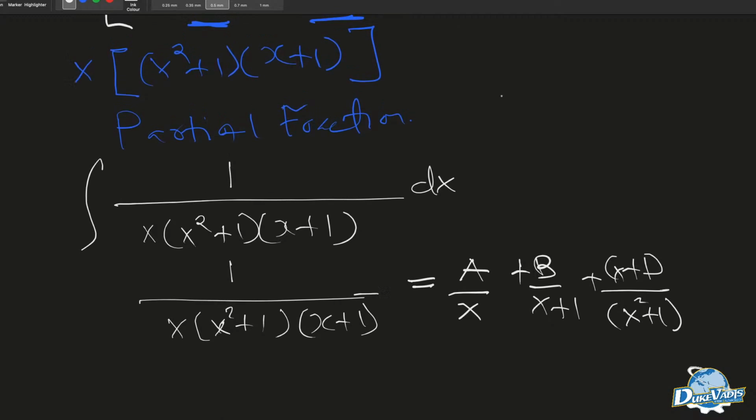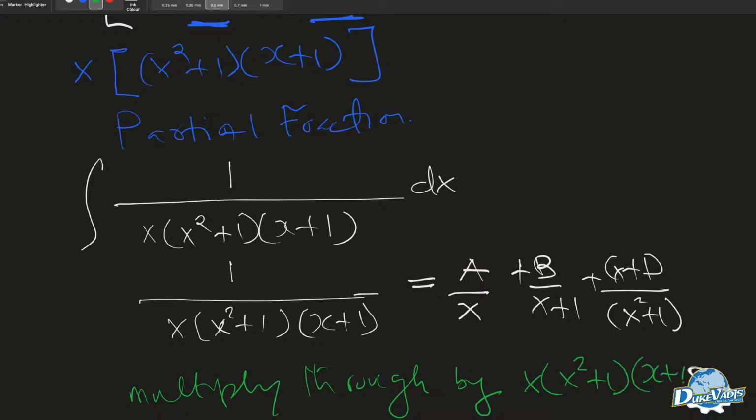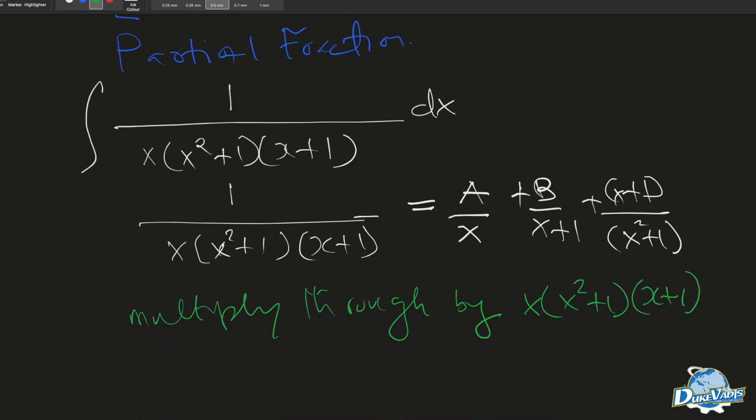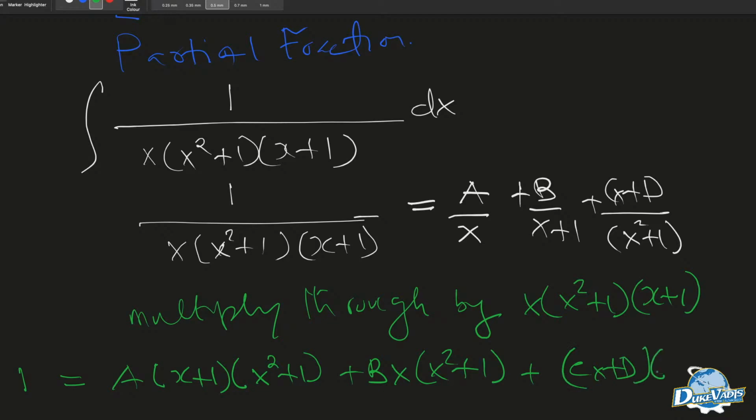As we multiply through by our denominator, x times x squared plus 1 times x plus 1, throughout, then our equation will boil down to 1 equals A into the bracket x plus 1 and x squared plus 1, and our B will be Bx times x squared plus 1, and the last bit will be plus Cx plus D multiplied by x times x plus 1.